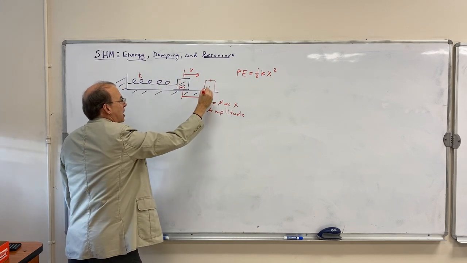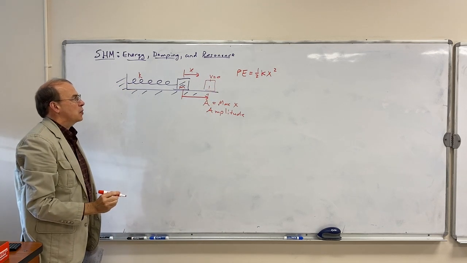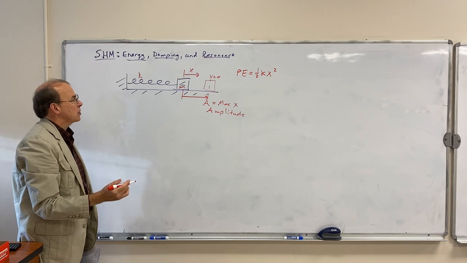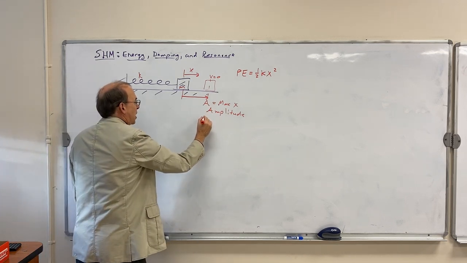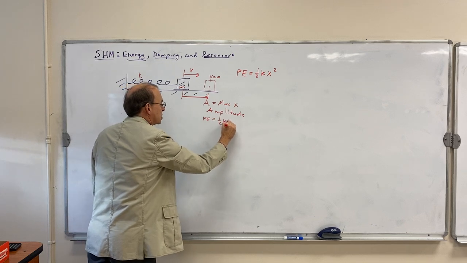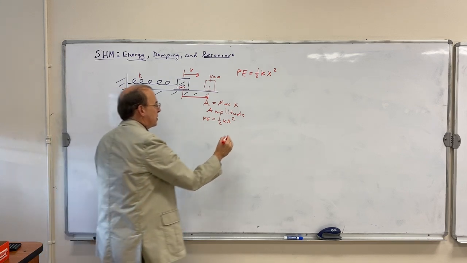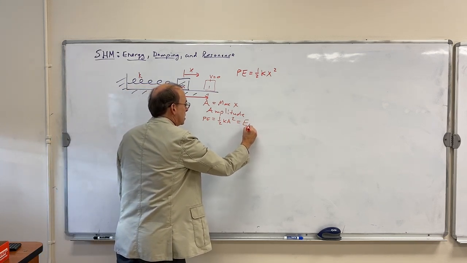At the maximum amplitude here, V is 0. So at that point, the system has 0 kinetic energy. So at maximum amplitude, the potential energy is 1/2 Ka squared. But that's the total energy because there V equals 0, so this is E total.